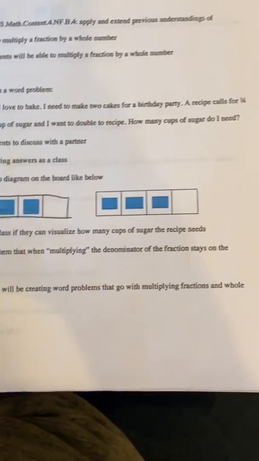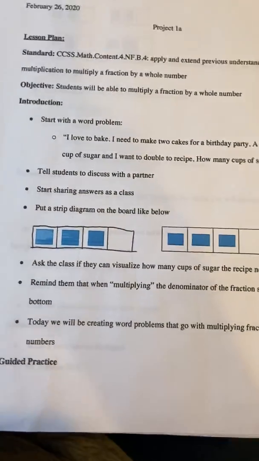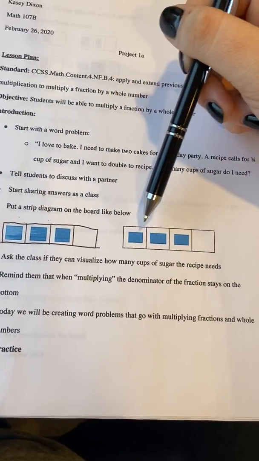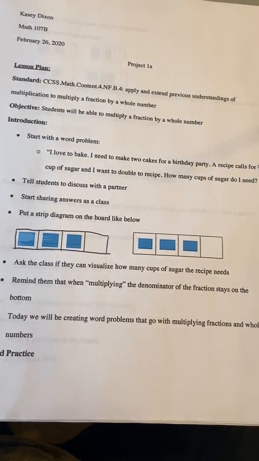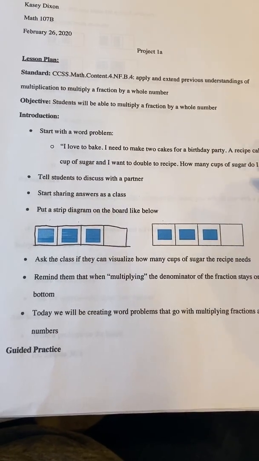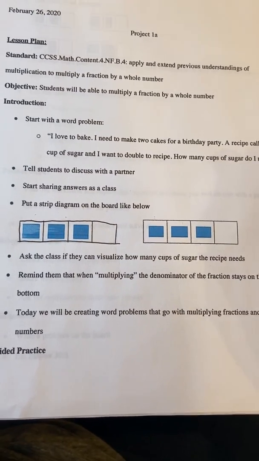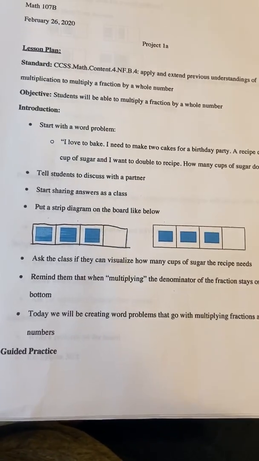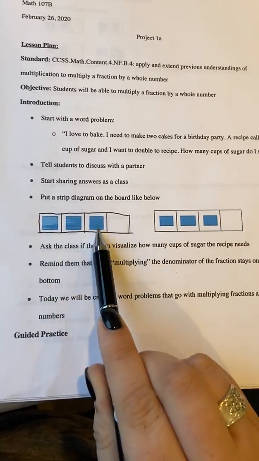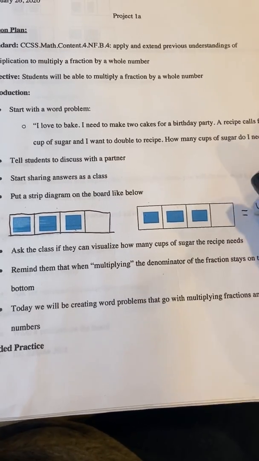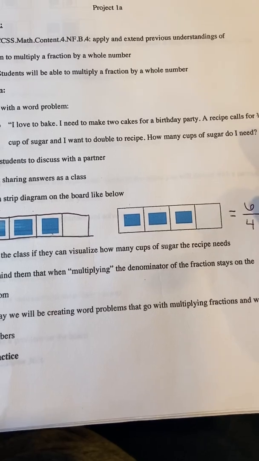Then I would ask students how they are visualizing this, and I would hope that they would understand that there is 1, 2, 3, 4, 5, 6. There are 6 boxes shaded in. I would also remind them that when multiplying, the denominator of the fraction stays on the bottom. So we would understand that there's, like I said, 6 filled in. So then this would equal 6/4 cup of sugar, like so.